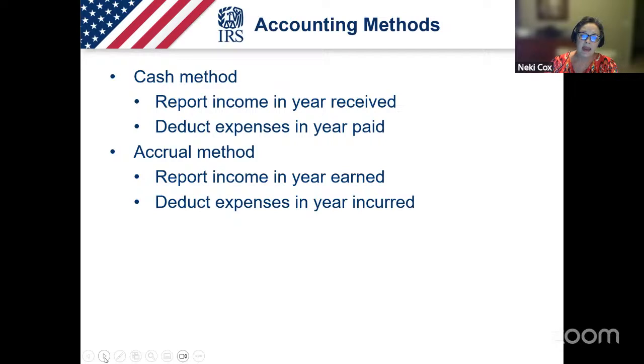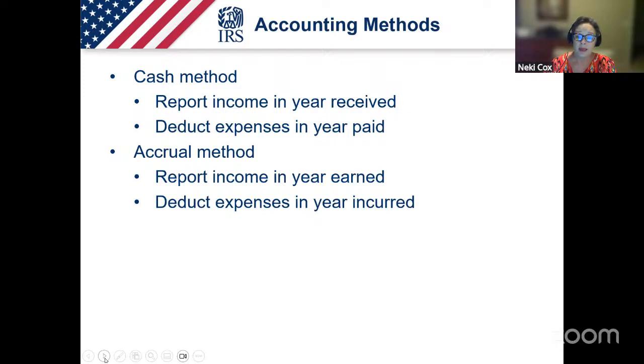Once you've selected a bookkeeping system, you also need to select an accounting method. Your accounting method is a set of rules that you use to decide when and how you report your income and expenses. The two most commonly used accounting methods are called the cash method and the accrual method. On your tax return, you have to use the same accounting method that you use to keep your records. Under the cash method, you report all the income in the year you receive it. You usually deduct expenses only in the year in which you pay them.